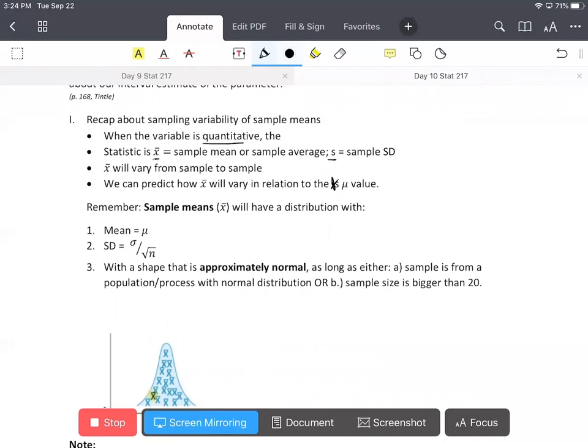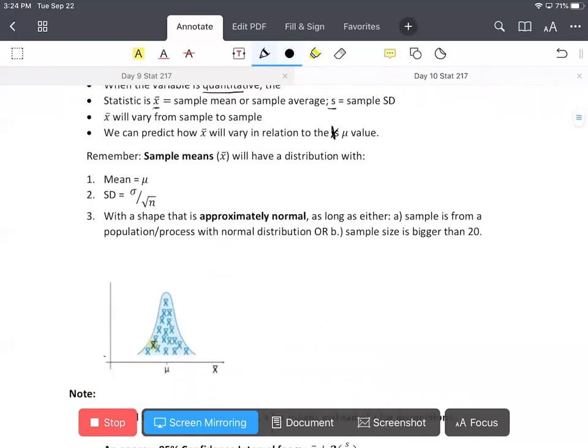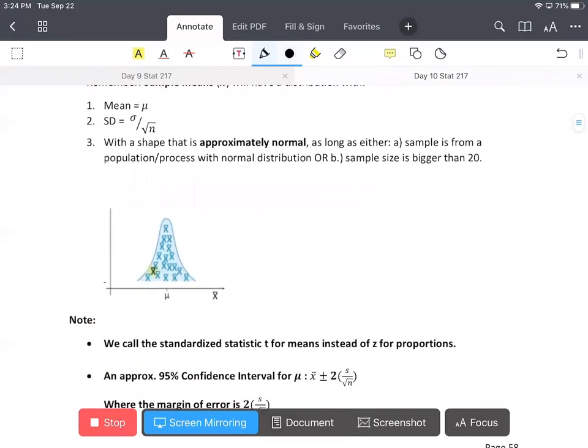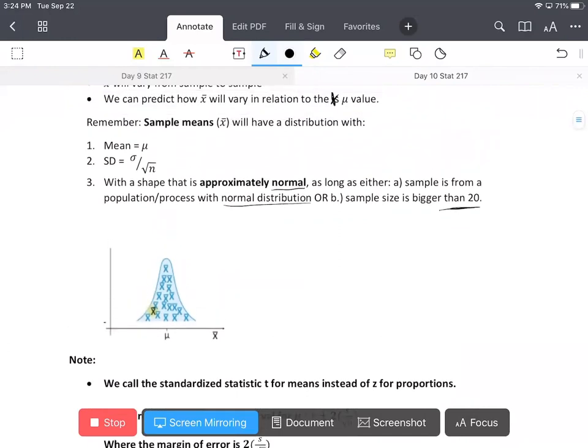You're like, well, wait a minute. I thought, right. Remember, the shape is approximately normal, because of the central limit theorem, as long as either the sample is from a population or a process with a normal distribution, so they tell us it's normal. Is that likely to happen? Probably not. Or the sample size is bigger than 20. Bigger is better, up to a point. You don't want to go much more than 5% of a population. But remember, this stuff comes from the central limit theorem.